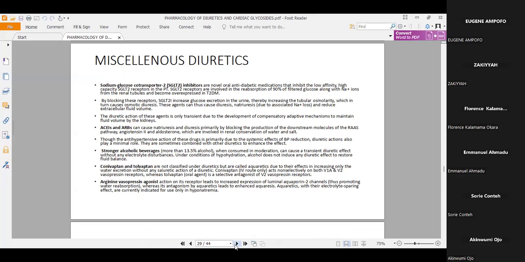medication that inhibits the low affinity, high capacity SGLT2 receptor involved in the absorption of 90% of the filtered glucose along with sodium ions from the renal tubules, and it becomes overexpressed in patients with type 2 diabetes. So blocking this receptor will lead to increased excretion of glucose in the urine, thereby increasing the tubular osmolality, which will in turn cause osmotic diuresis.